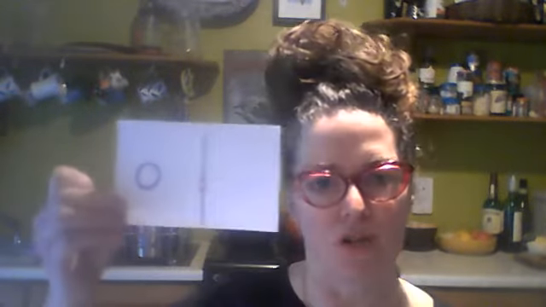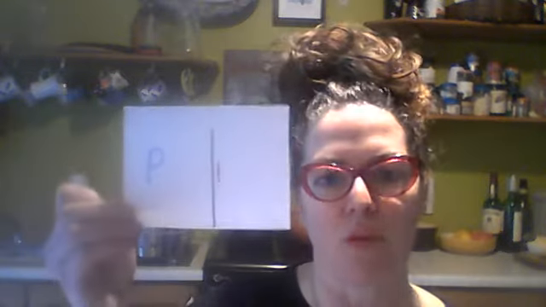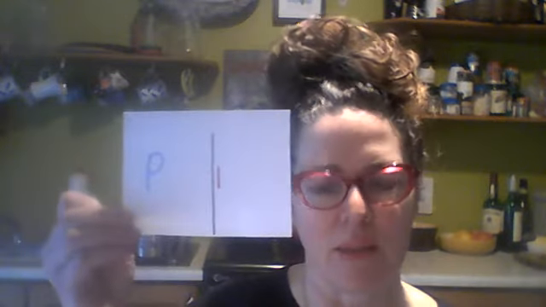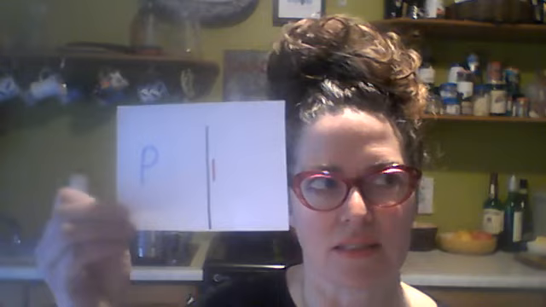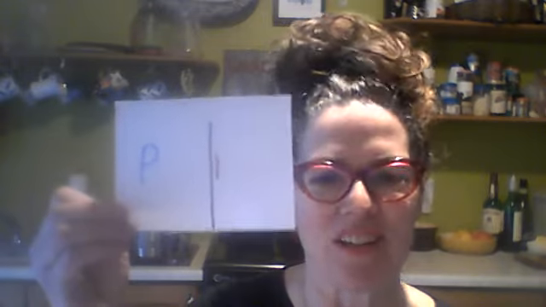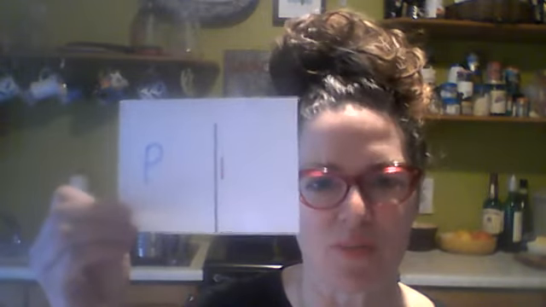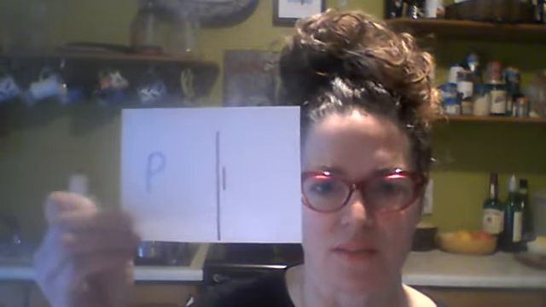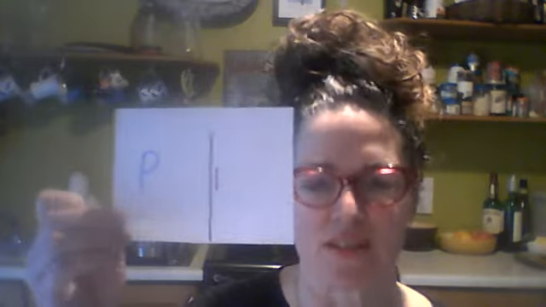O, 2 dots, 2 notches, or 2 lines. So that's our O. Now, P is 1 line in parallel to the central line. So just 1 smaller line beside the horizontal line, beside the central line, excuse me.